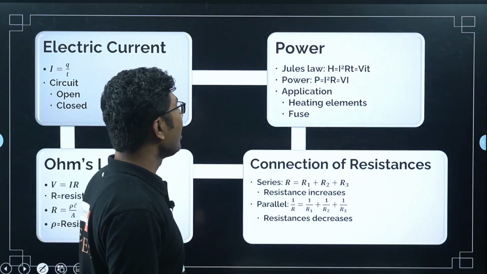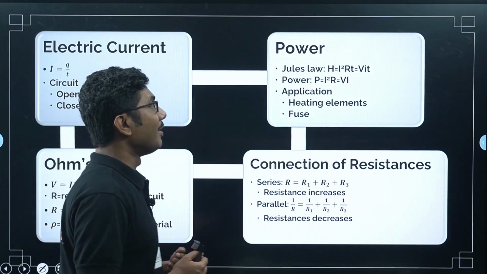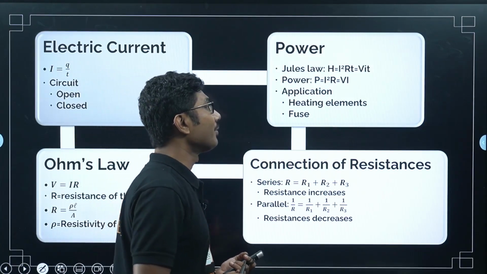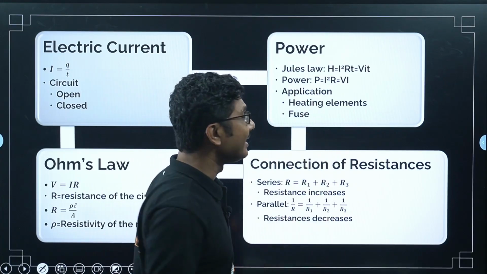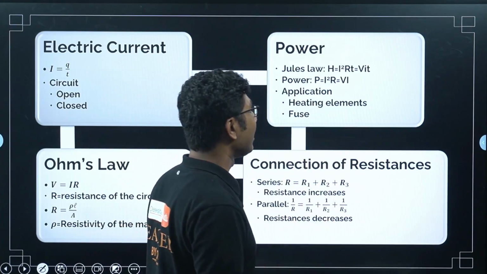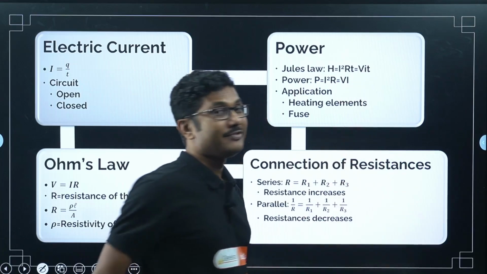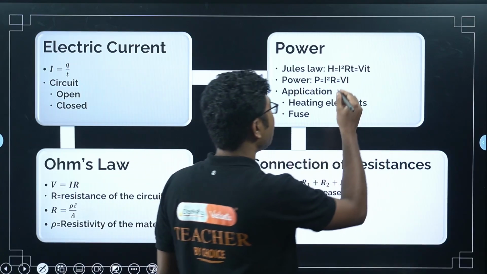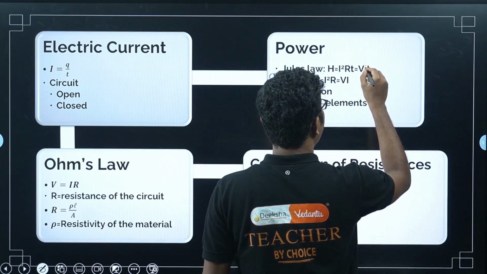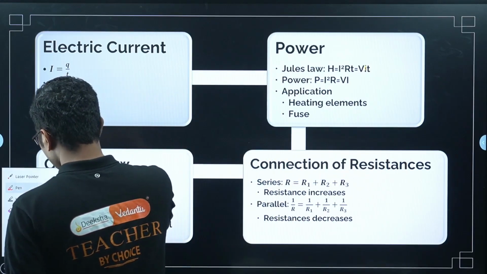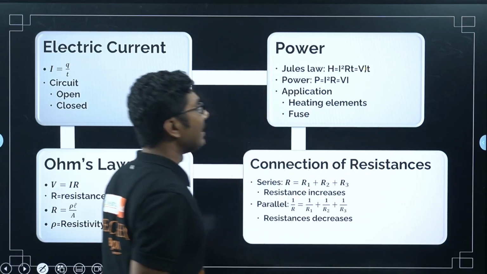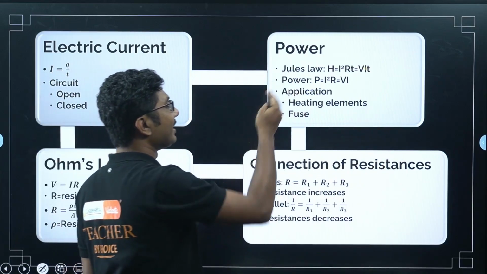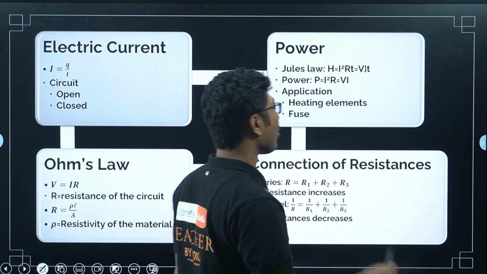Now let's move on to the last part, where power is discussed. In power, we know Joule's law. Joule's law is basically I squared RT, the heat developed in the circuit. Sometimes it is also written as VIT. I is capital because I am writing current. And power is given by I squared R or only VI.